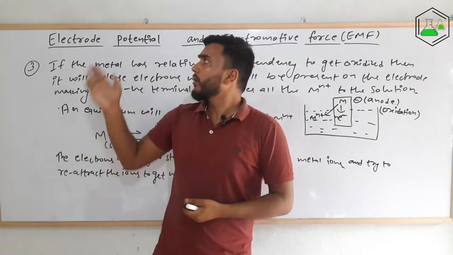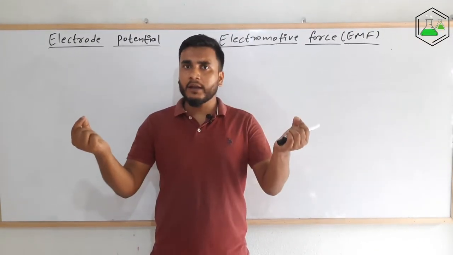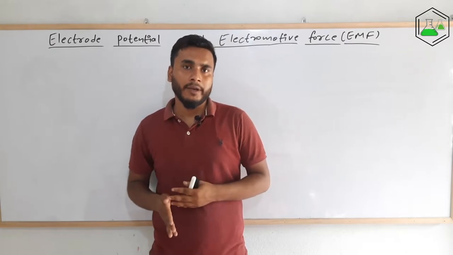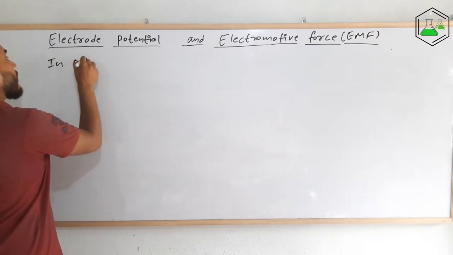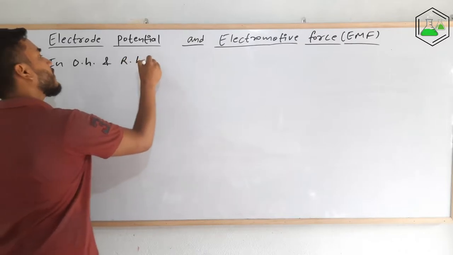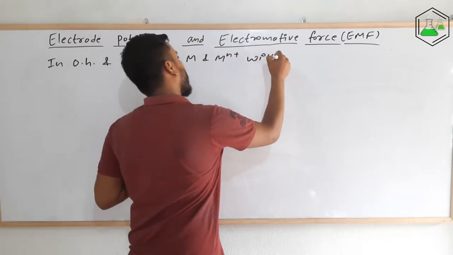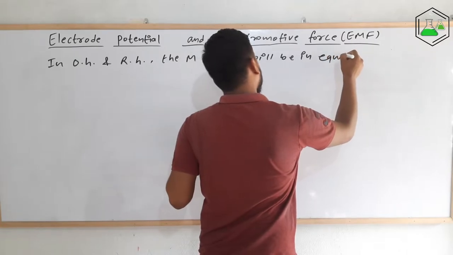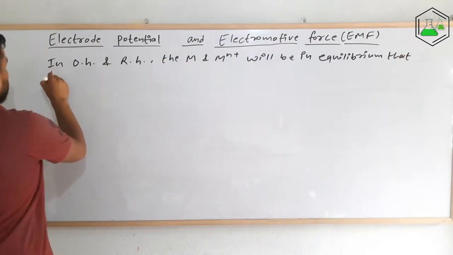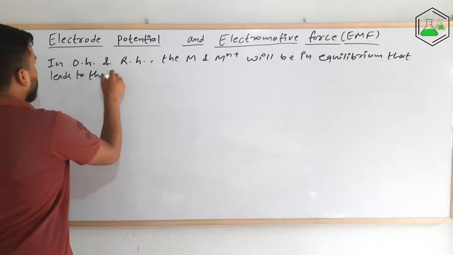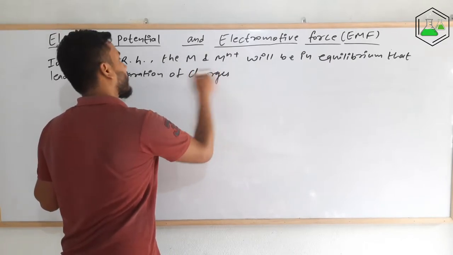Now let's understand what the potential difference or electrode potential actually is. Now we know that in the oxidation half and reduction half, the metal and metal ions will be in equilibrium. That leads to the separation of charges. Let me write that. In oxidation half and reduction half, the metal and metal ions will be in equilibrium. That leads to the separation of charges.